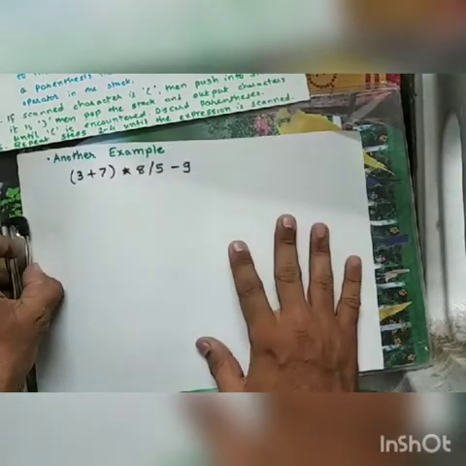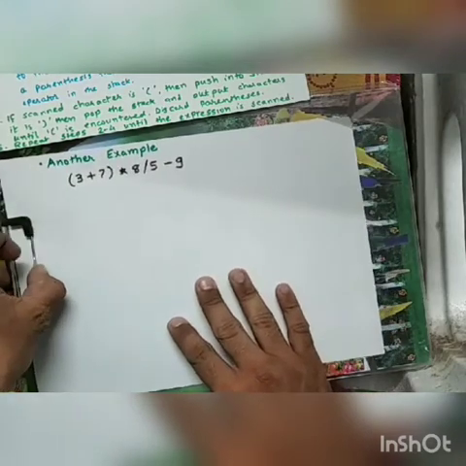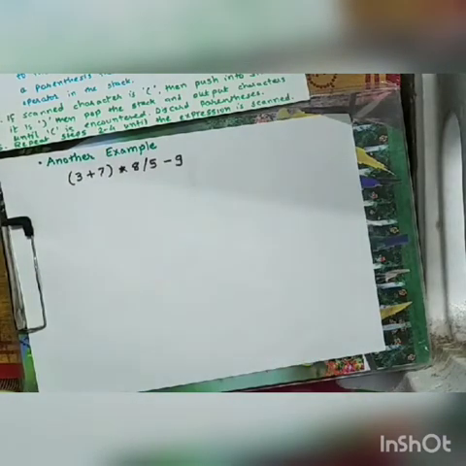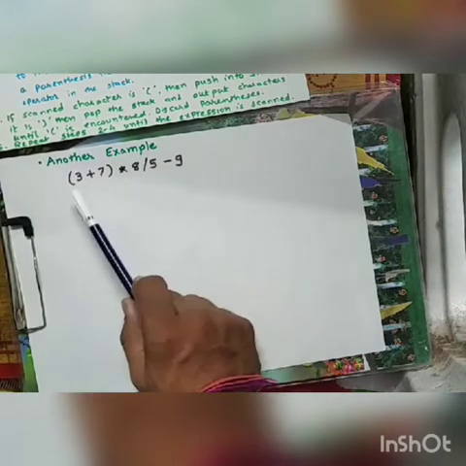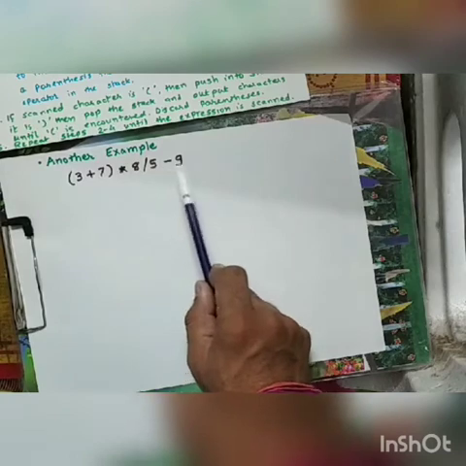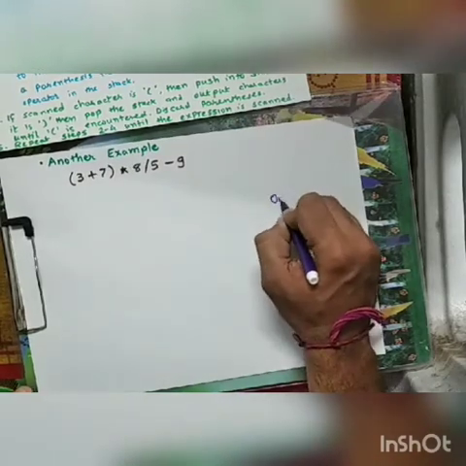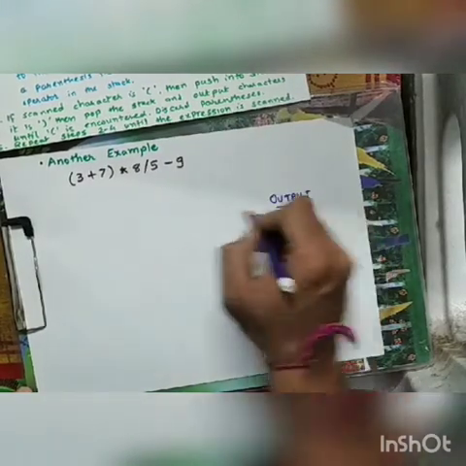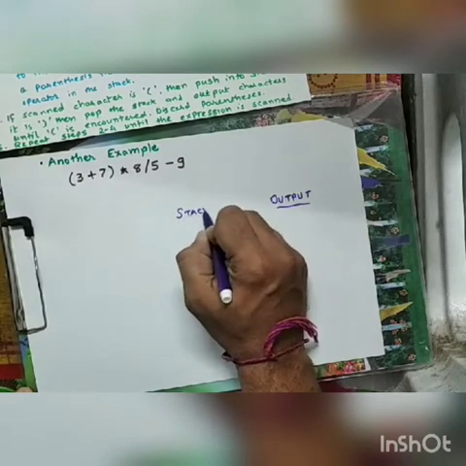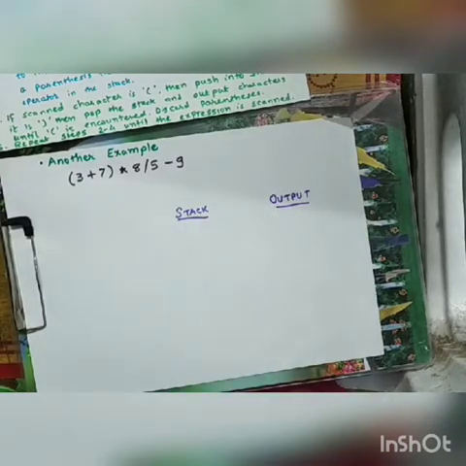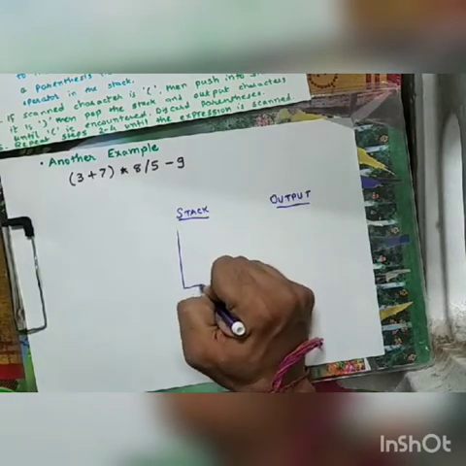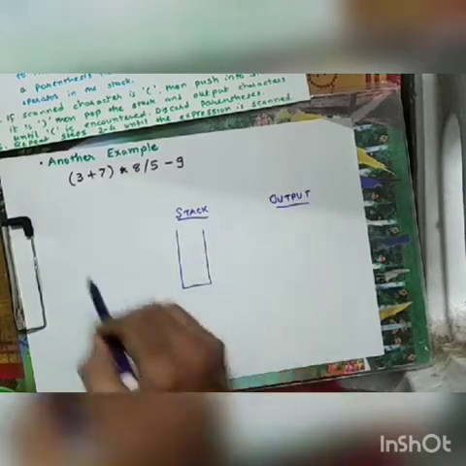Let us now try to solve a bit lengthier, a bit more complex expression which contains this particular sequence of operands and operators: 3 plus 7 star 8 divided 5 minus 9. Okay, so as was said, let me label here output and stack. Currently the stack is empty, right? Our stack is empty at the beginning.